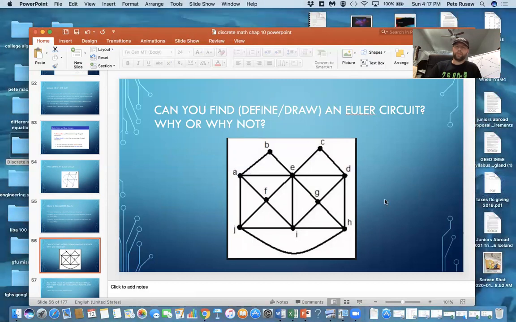So here's a graph. It's a little bit more complex. Can you find an Euler circuit in this one? Go ahead and pause the video and try to find an Euler circuit in this one.